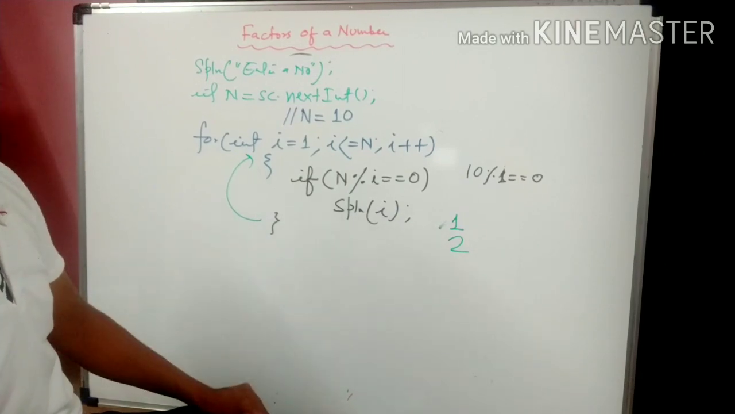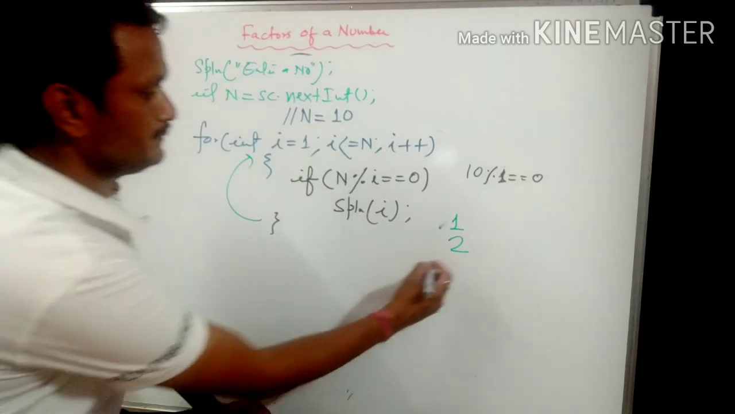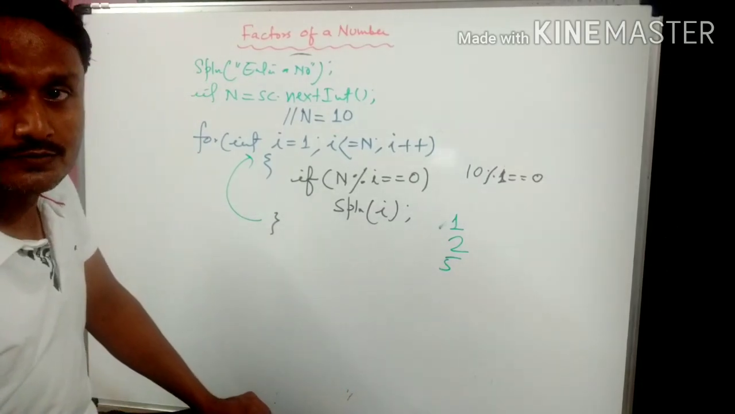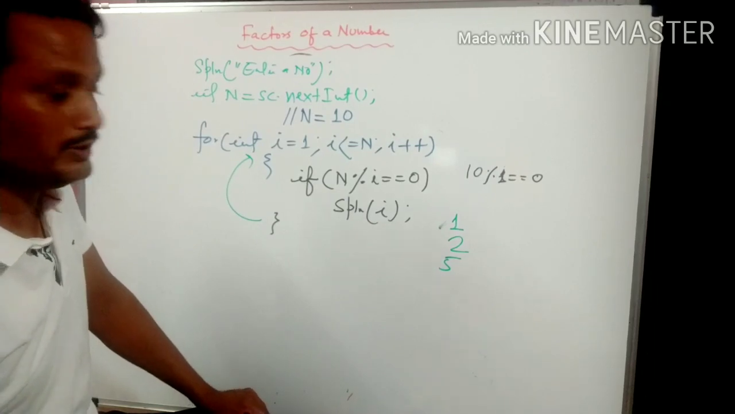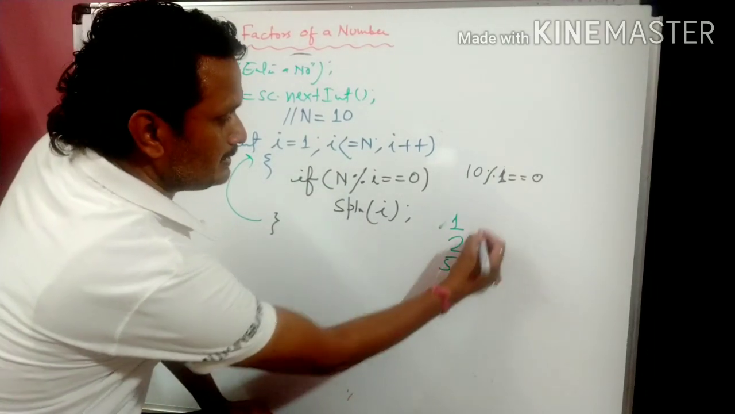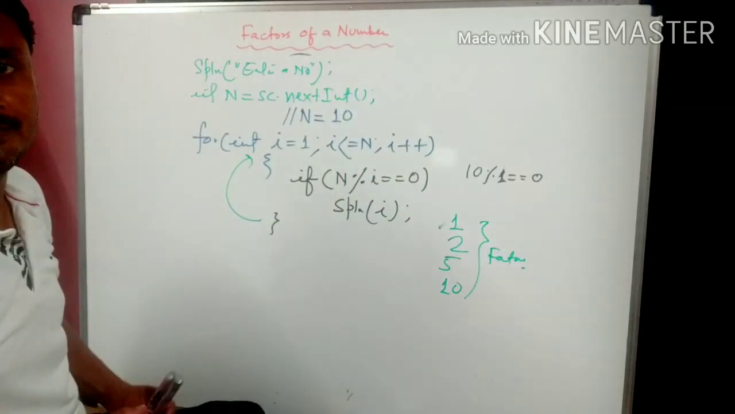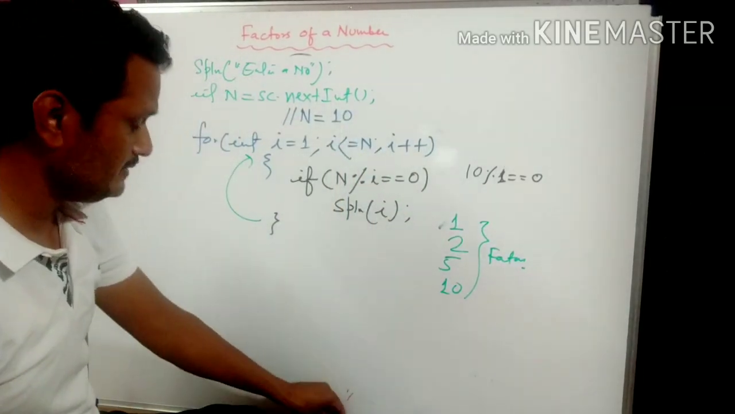Next, 10 modulus 5 is equal to 0. Yes. 6 false, 7 false, 8 false, 9 false. 10 modulus 10 is equal to 0. Yes. So here we will get these, the factors of the particular number. Are you getting this, my dear children?